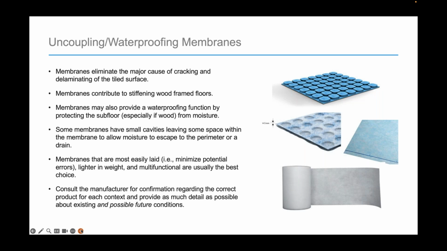Again, uncoupling and waterproofing membranes. Membranes eliminate the major cause of cracking and delaminating of the tile surface. They contribute to stiffening wood frame floors. They may also provide a waterproofing function by protecting the subfloor, especially wood, from moisture. Some membranes have small cavities, leaving some space within the membrane to allow moisture to escape to the perimeter or to the drain.